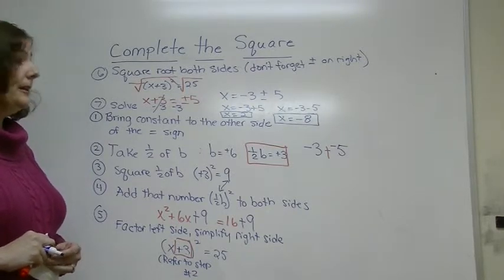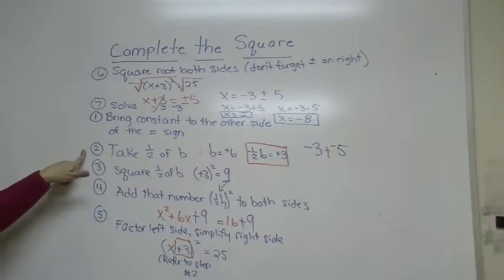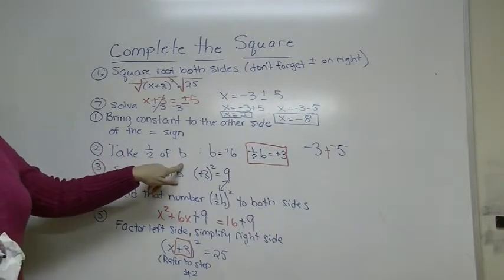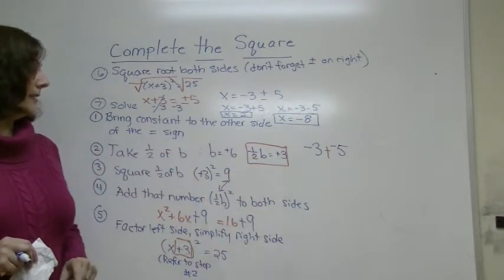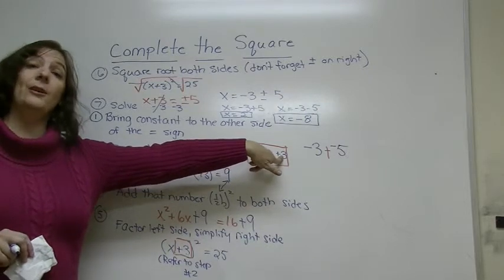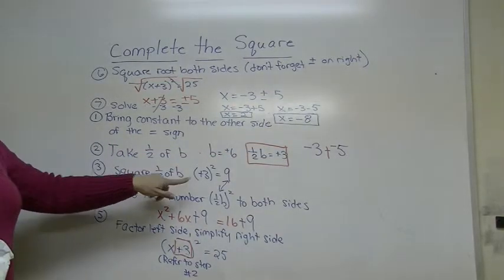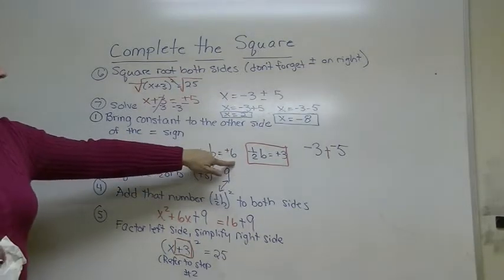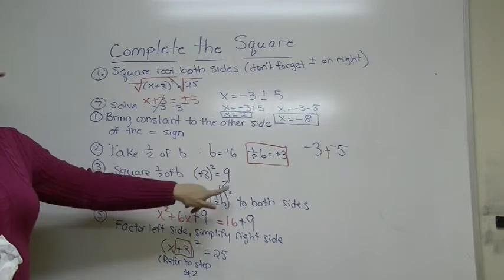We'll review them quickly. Step 1 was we subtracted that constant, or added it to the other side of the equation. Step 2 was we took half of the middle term. In this case it was 6, took half of that, and that's a positive 3. If this had been a negative 6, we would have had a negative 3 here. So make sure you carry the sign along. Then we square whatever that number is that we got for half of b. So positive 3 squared is 9.